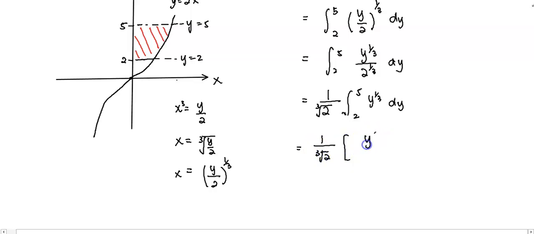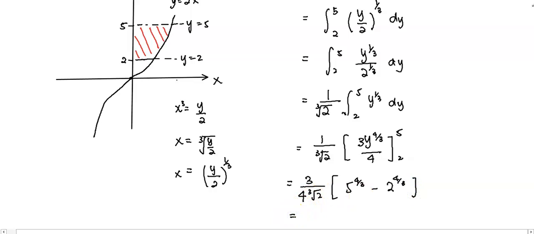Integrate y to the power of 1 over 3, you get y to the power of 4 over 3, over 4 over 3. The 3 you can bring up here. You get 3y to the power of 4 over 3, over 4, from 2 to 5. Now you can see that another coefficient is 3 over 4. If you want to take it out, you also can. You can take the 3 outside, and then you have 4 multiplied by the cube root of 2. Then in the bracket, you just have y to the power of 4 over 3. Substitute the upper limit, you have 5 to the power of 4 over 3, minus the lower limit, 2 to the power of 4 over 3.